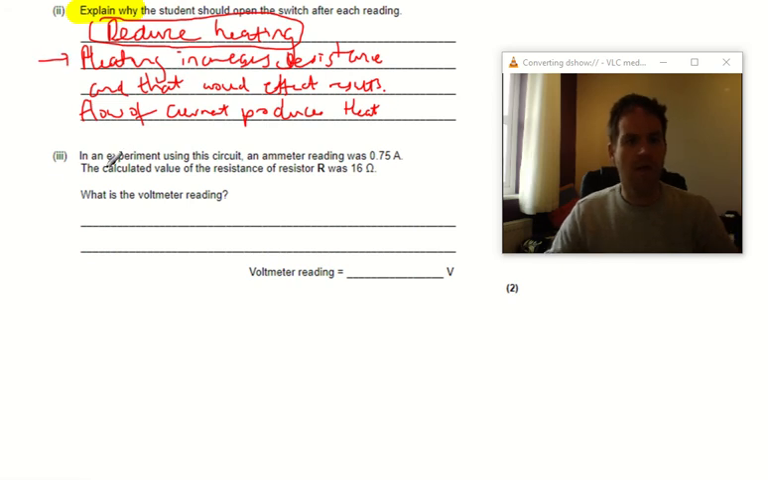Okay? In an experiment using a circuit, an ammeter reading 0.75 amps, we calculated the value of resistance of R as 16 ohms. What is the voltmeter reading? Okay, now again, the same as we did before, we need V equals I times by R. So that's our understanding, that's our Ohm's law.